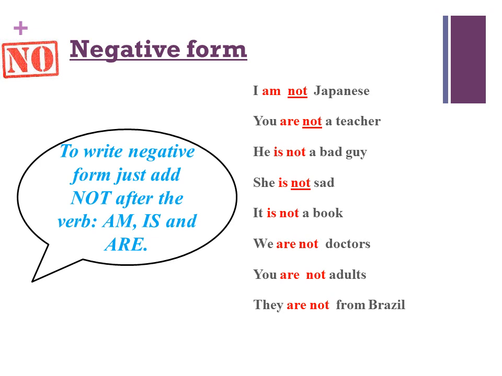To write the negative form, just add not after the verb am, is, and are. So of course, after the singular and plural forms, you add not to make the negative form. If you want to give the negative form of the verb to be in the simple present, you add not.